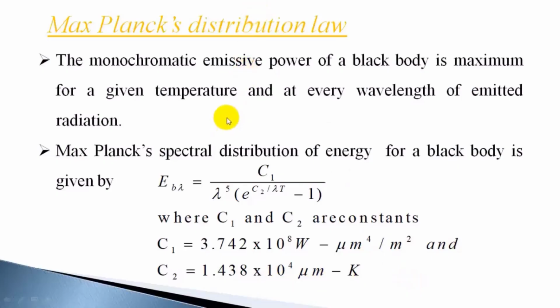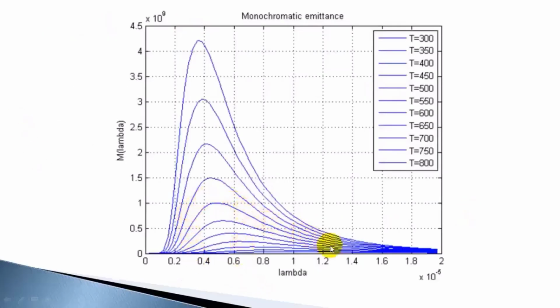So Max Planck has given how the spectral emissive power for a black body changes with the temperature and wavelength of the emitted radiation. It is given by this expression, and it is known as the Max Planck distribution law. For a given temperature and at every wavelength of the emitted radiation, a black body will have a maximum monochromatic emissive power compared to any other non-black surface or real surface. Now it shows the variation of monochromatic emissive power with the wavelength of the emitted radiation for different temperatures.